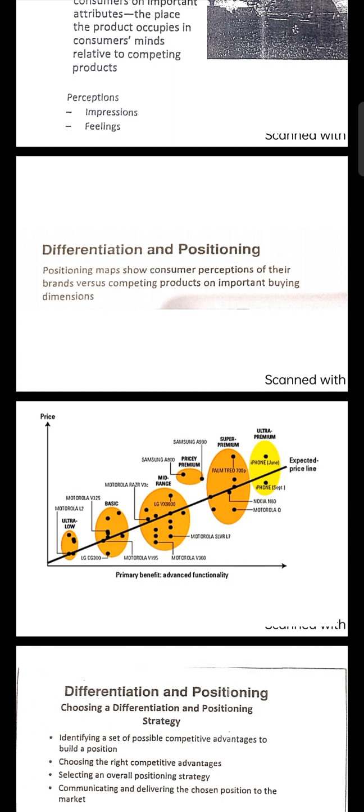Differentiation and positioning. Positioning maps show customer perception of their brands versus competing products on important buying dimensions. So for example, for housing developers, when you hear about Eco World, you think, oh, this brand is middle and high class.